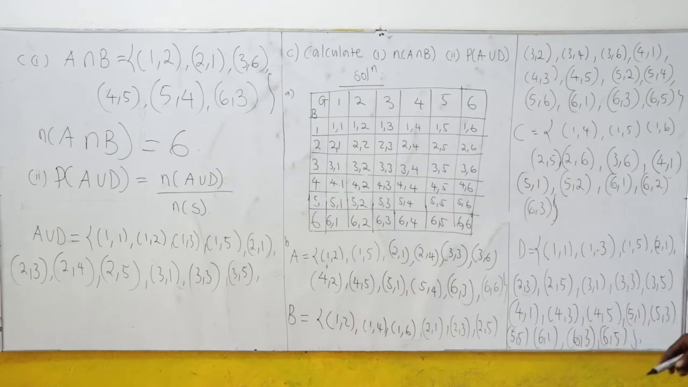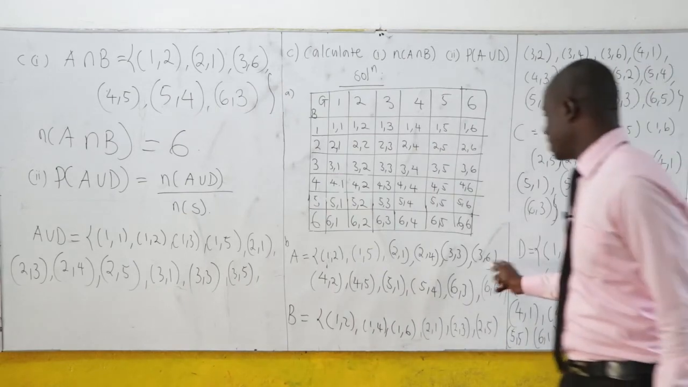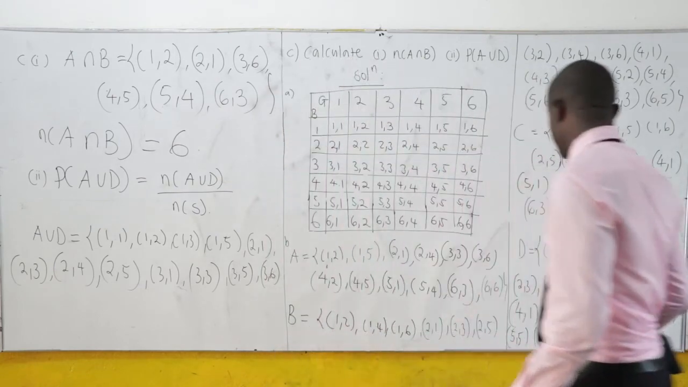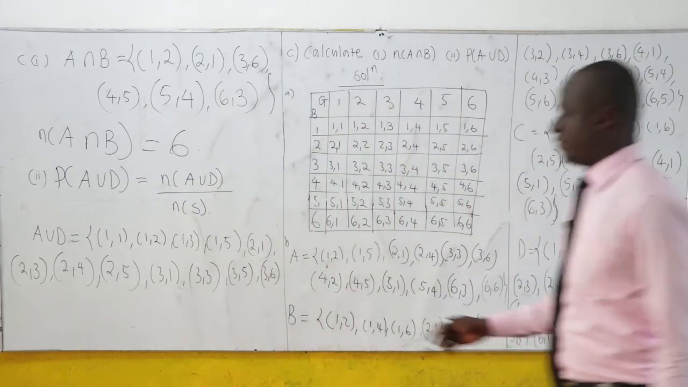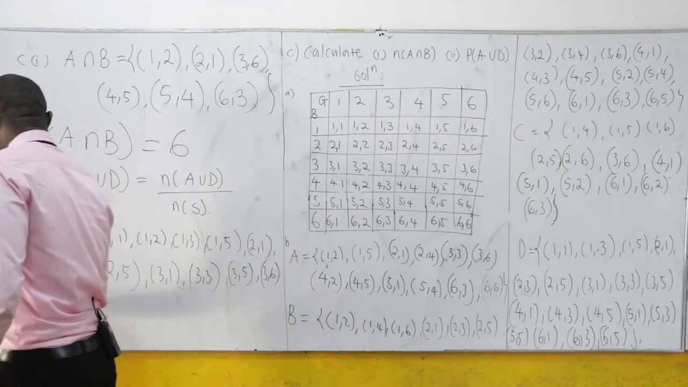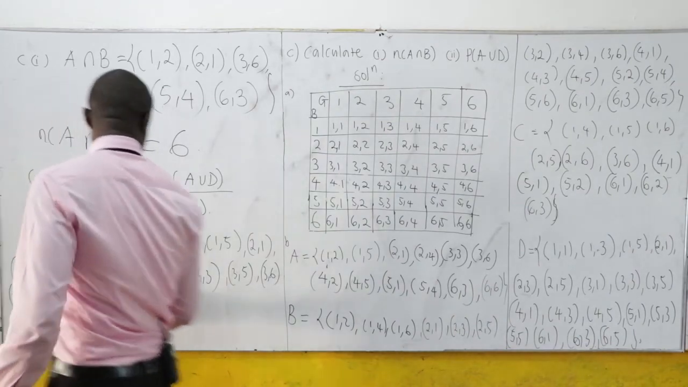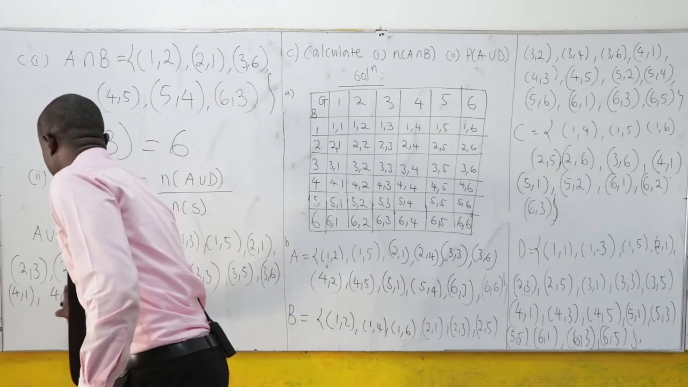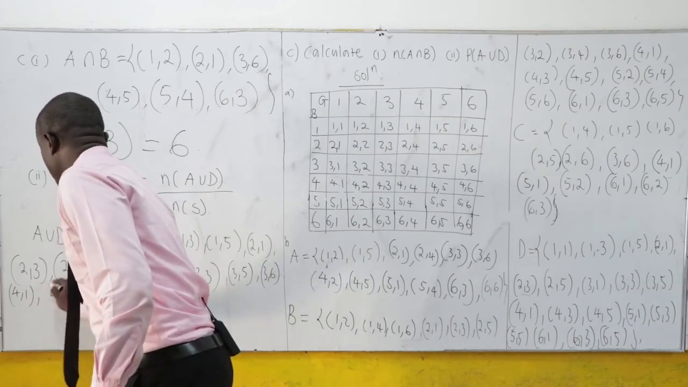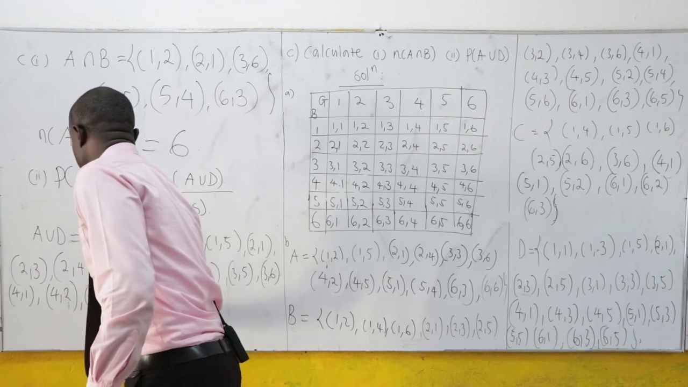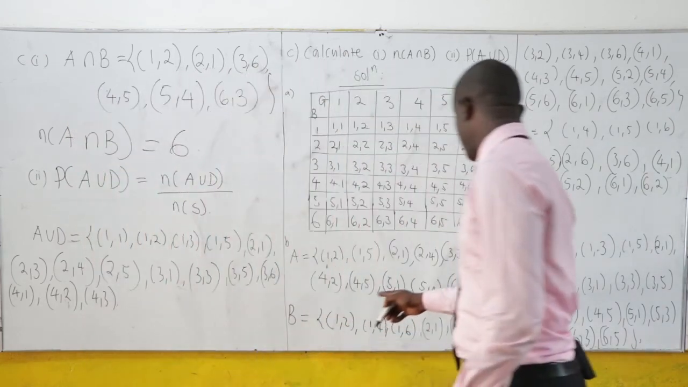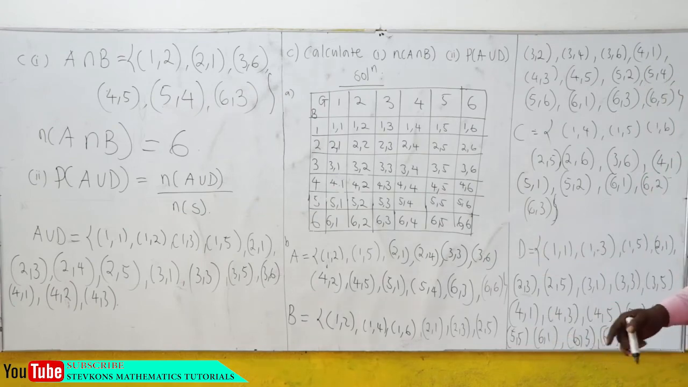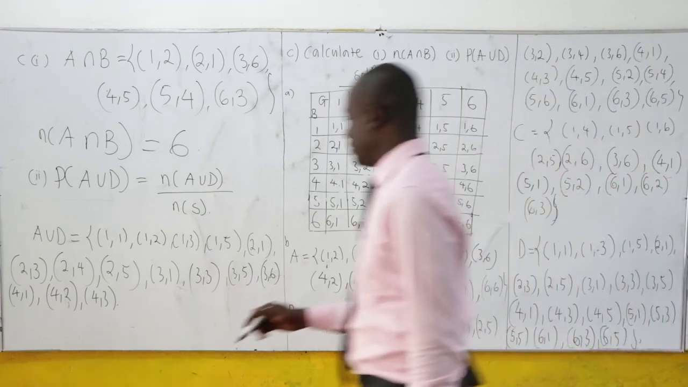Now the next one, 3,6. Do you have 3,6? No, there's no 3,6 here. Now 4,1: yes, there's 4,1 here. 4,2: yes, there's 4,2 here. 4,3 will be in the other set. 4,4: no. 4,5: yes, 4,5.